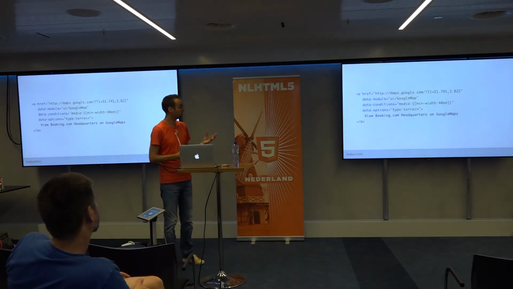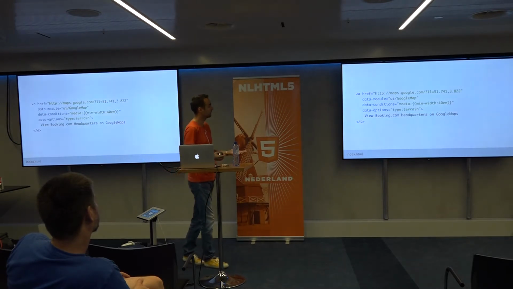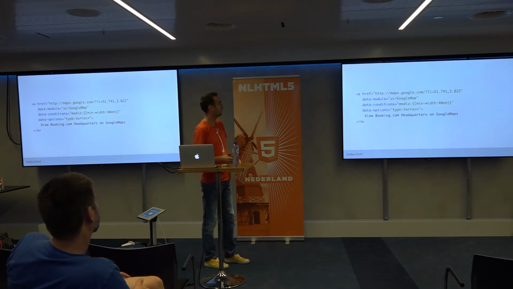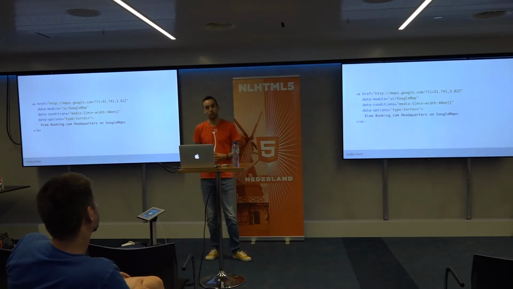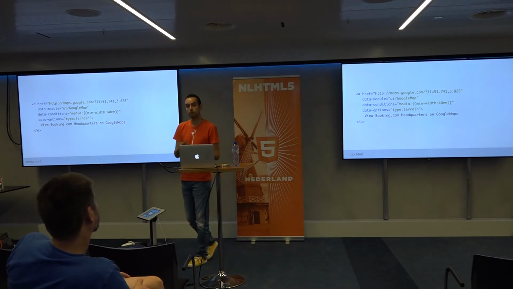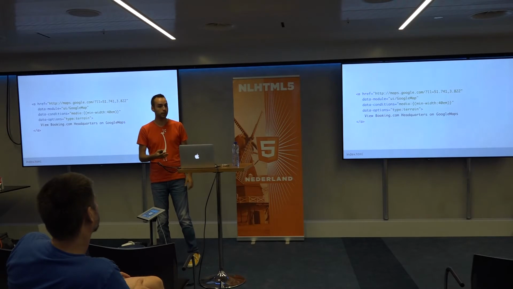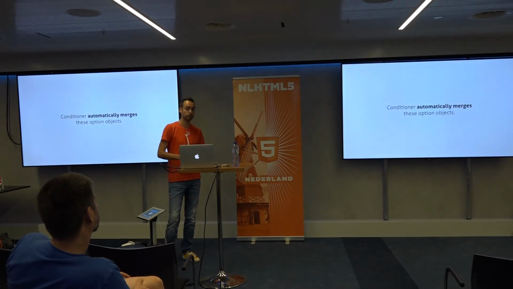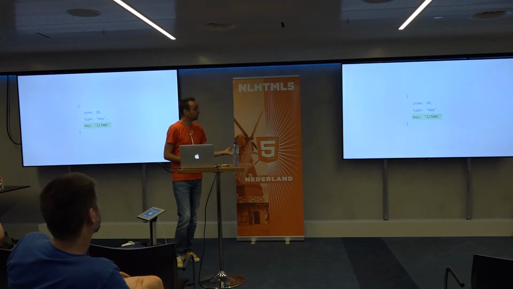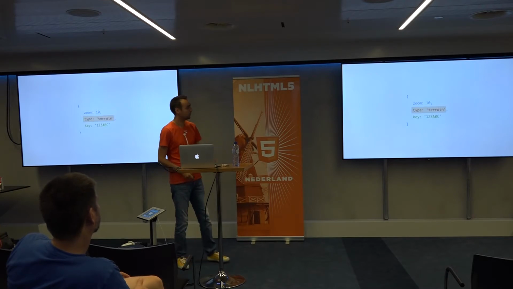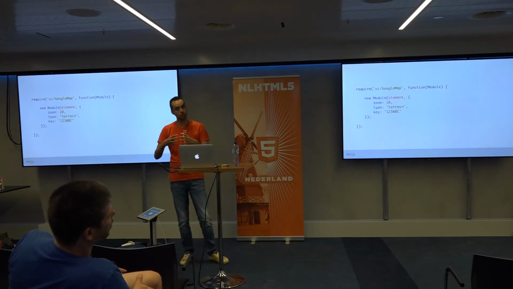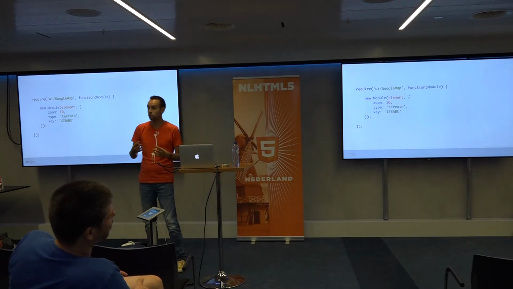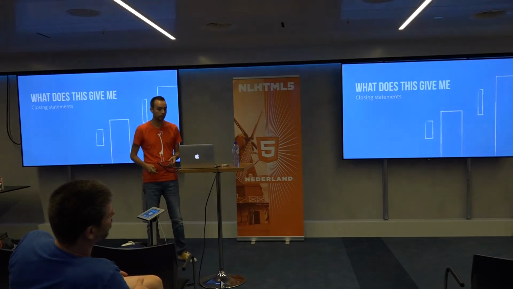And then if we want to modify a specific option on a specific Google Map on the page, we can do it like this. We use the data-options attribute and we tell it we want the type parameter to be set to terrain. And then Conditioner merges this all together, so it uses the base options, replaces the key, replaces the type with terrain, and then it calls the constructor. And then the Google Map has all the information it needs to render itself to the page.